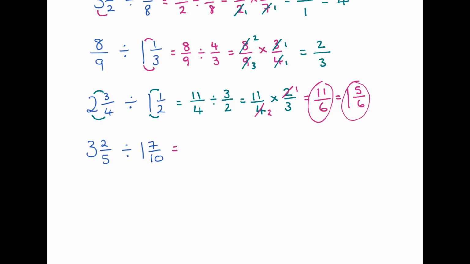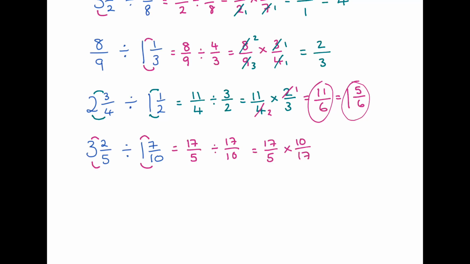Change them again, both into improper fractions. So 5 3s are 15, add 2 is 17. So it's 17/5. And then 10 times 1 is 10, add 7, also 17. So that's 17/10. So 17/5, remember, change it to a multiply, turn it upside down.